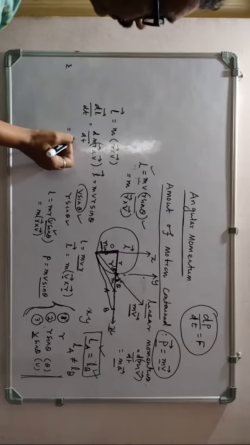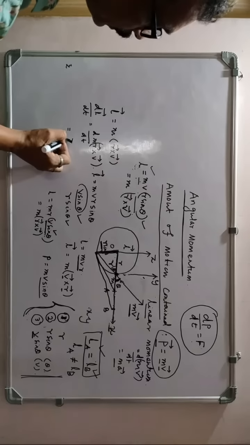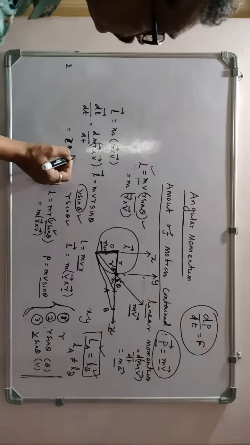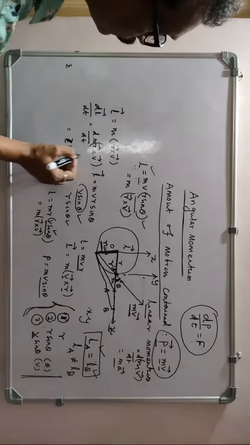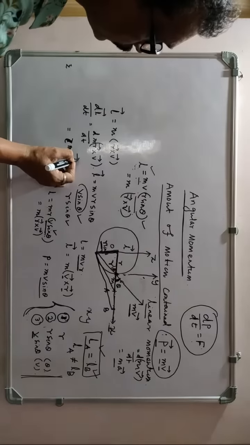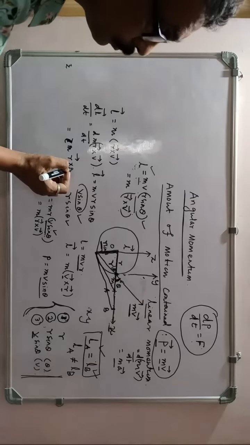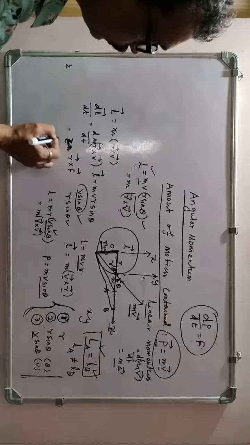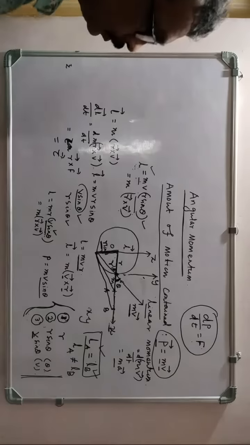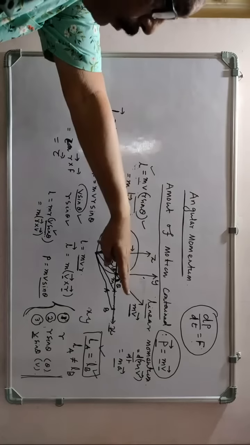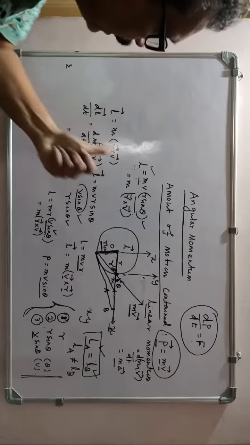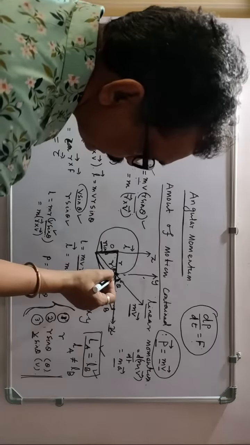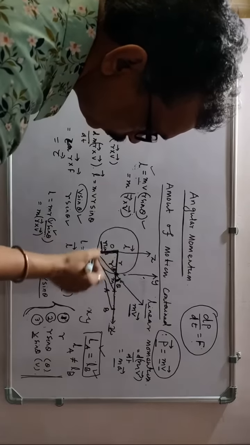So here what you will get? If you take m common, then what you will get? R cross F, and that will be equal to torque tau. Okay, so in linear momentum, force is required. In angular momentum, torque is required. That means when torque is applied, the angular momentum will change.